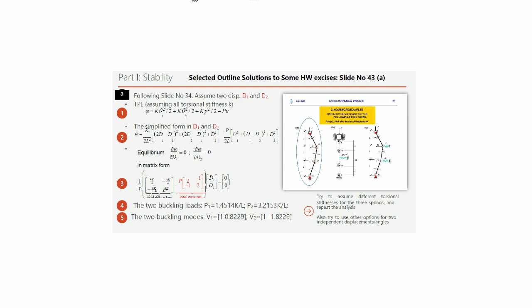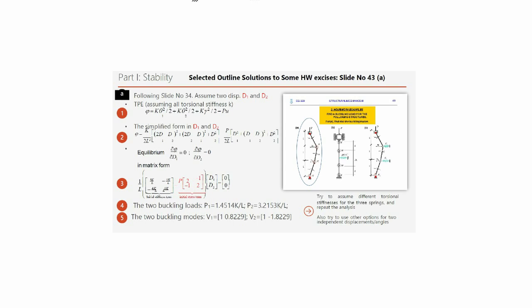Equilibrium: the first derivatives with respect to D1 and D2 equal 0. In matrix form, there is an initial stiffness term and an initial stress term. Try to assume different torsional stiffnesses for the three springs. The two buckling loads are P1 equals 1.4514K/L, P2 equals 3.2153K/L.